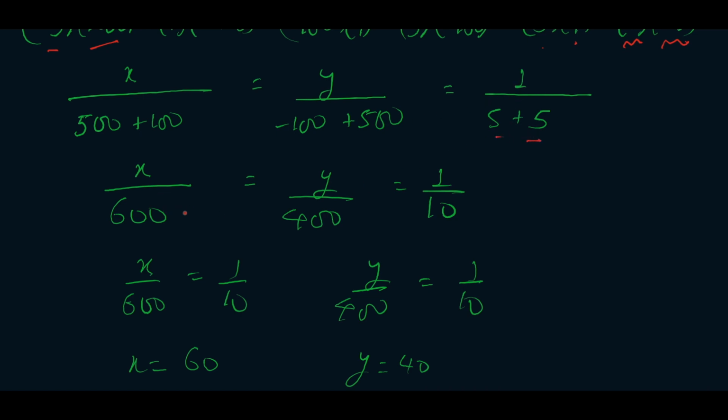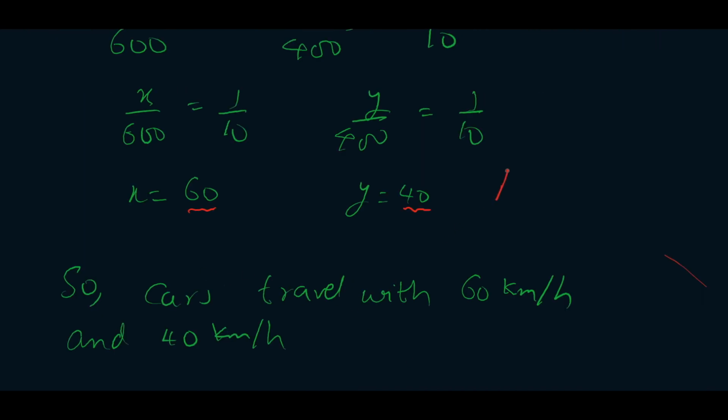So x by 600 will be equals to y by 400 will be equals to 1 by 10. So the value of x is 600 by 10, that is 60, and y is 400 by 10, that is 40. So our car A travels with 60 km per hour and car B travels with 40 km per hour. So the cars travel with 60 km per hour and 40 km per hour.